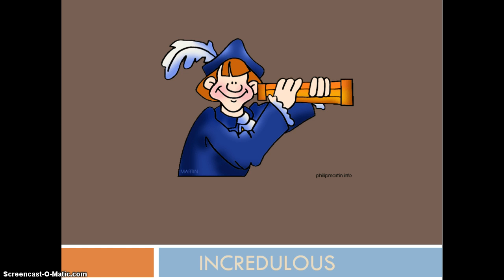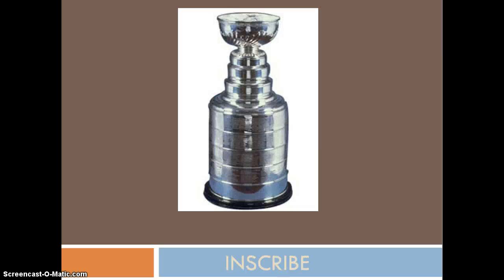Next word is incredulous, and incredulous is disbelieving or skeptical. And this picture is supposed to be of Christopher Columbus, who would not be incredulous. Or actually, who would be incredulous? I'm sorry, because he would be skeptical, because everyone said, oh, the world's flat, and he said, no, I think it's round. I'm going to sail my ship and prove it to you. So he would be incredulous, disbelieving, or skeptical. The synonym is doubting. Antonym is believing.